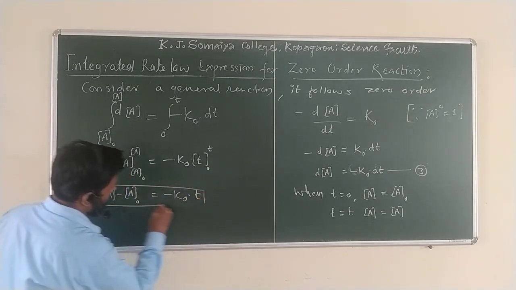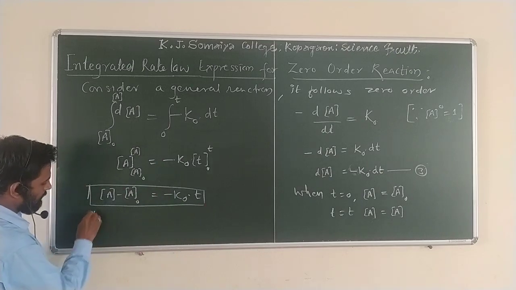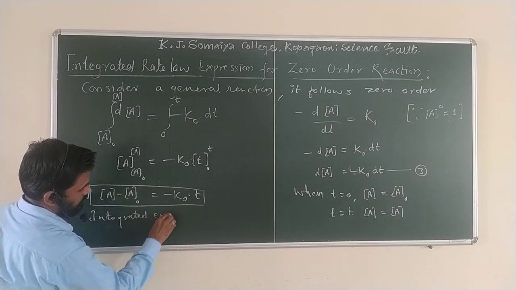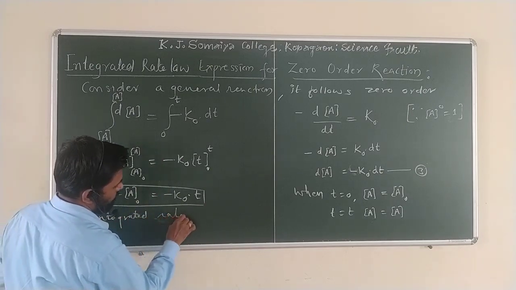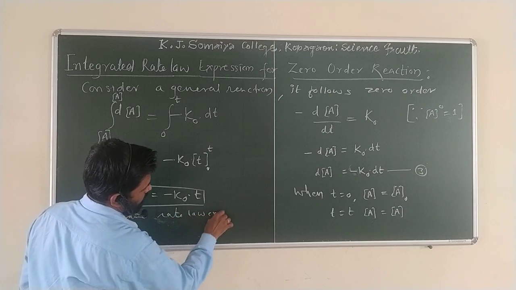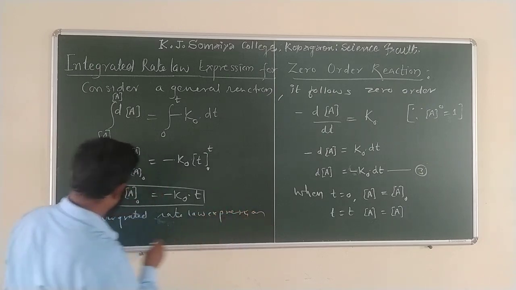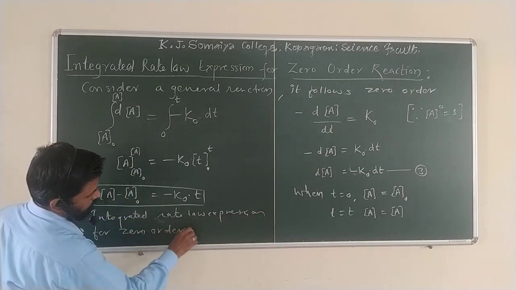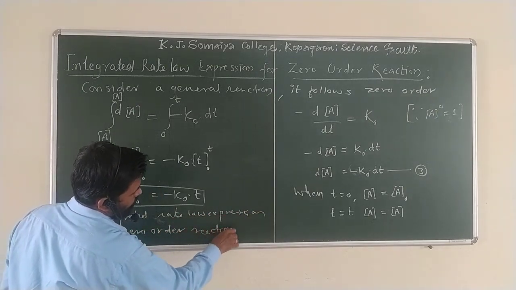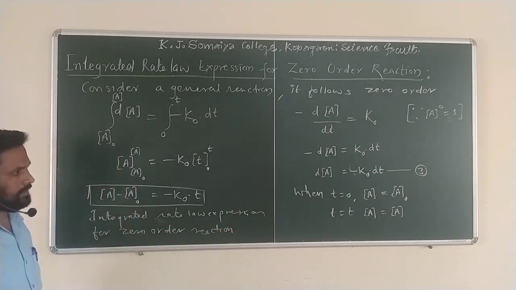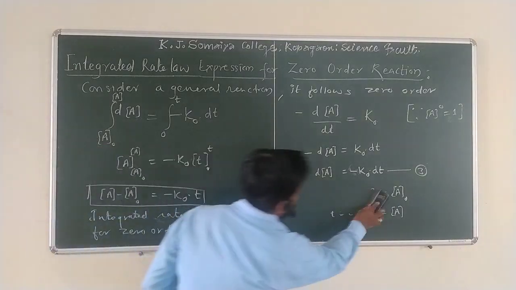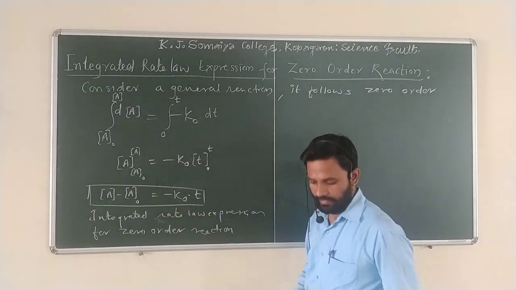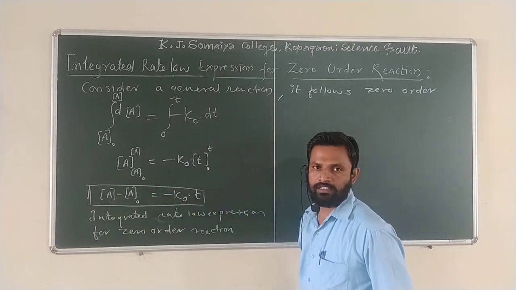This equation is known as the integrated rate law expression for zero order reaction. Note these points. Okay. Now I will continue. This is called the integrated expression for zero order reaction.